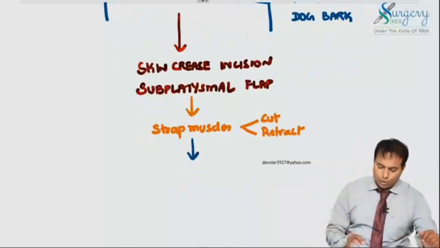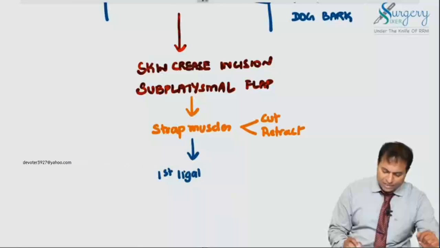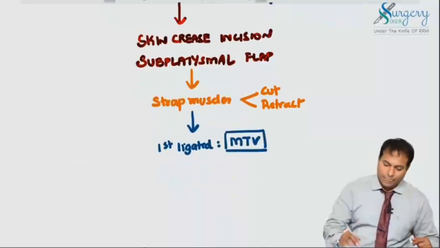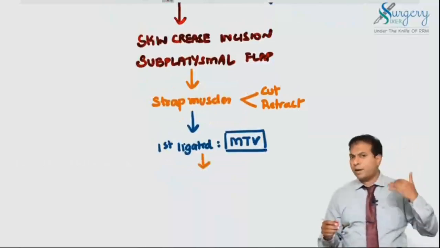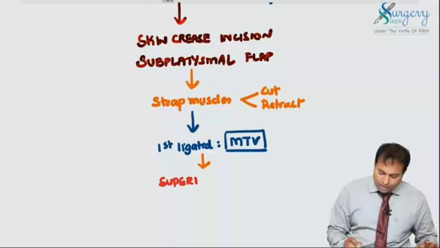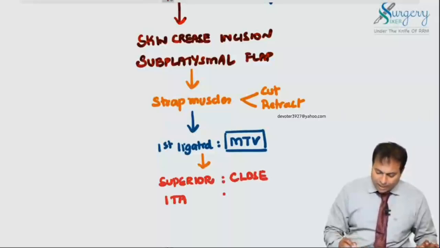Once you reach the capsule of the gland, which vessel will you ligate first? The first ligated vessel is the middle thyroid vein. After ligating the middle thyroid vein, it is your choice whether to go up or down. But anyhow, superior or inferior, both are ligated close to the gland. The superior thyroid artery is ligated close to the gland, and the inferior thyroid artery is also ligated close to the gland.